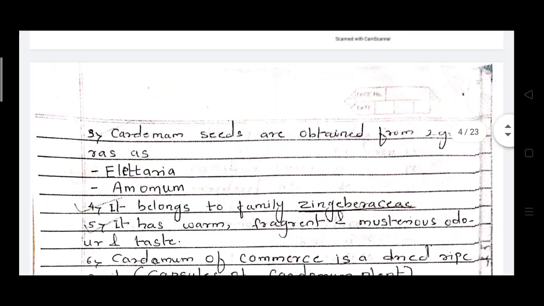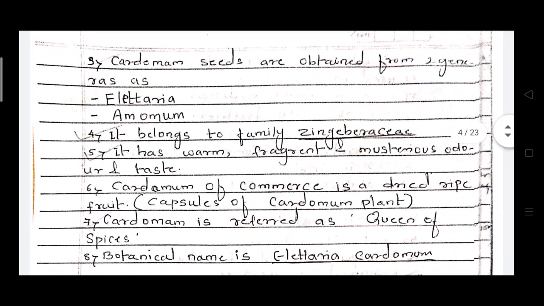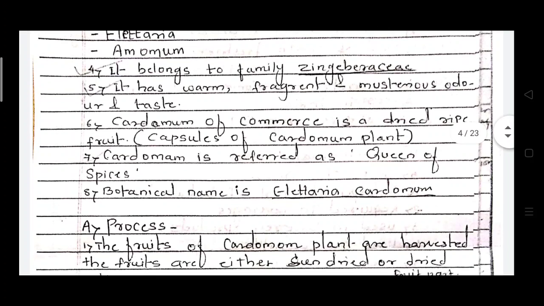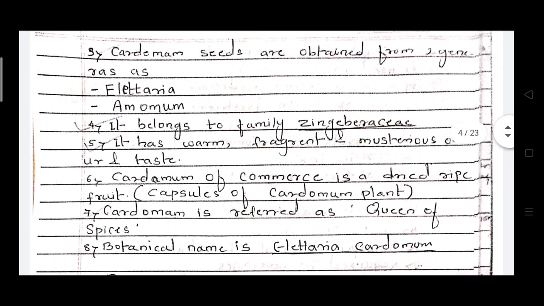often from two genera, that is Elettaria or Amomum. This cardamom belongs to the family Zingiberaceae, and it has a warm, pungent and mysterious odor and taste. The cardamom of commerce is the dried ripe fruit, that is, the capsules of cardamom plants. Cardamom is referred to as the queen of spices, and the botanical name is Elettaria cardamomum. It is known as the queen of spices.